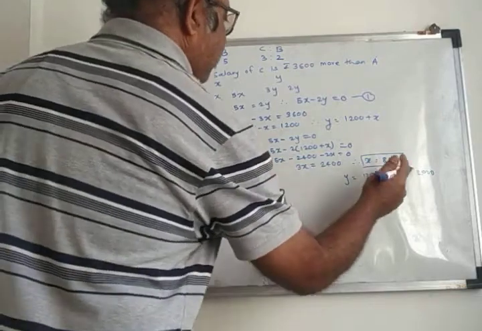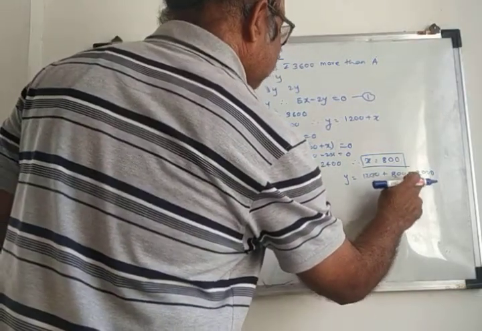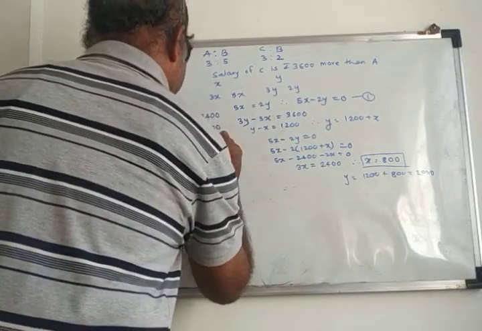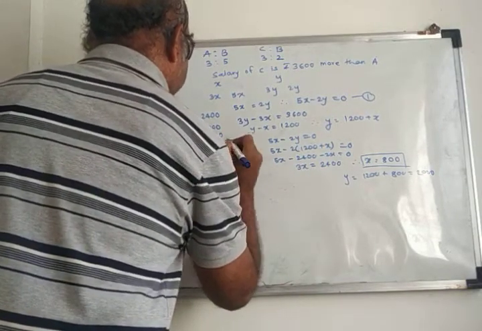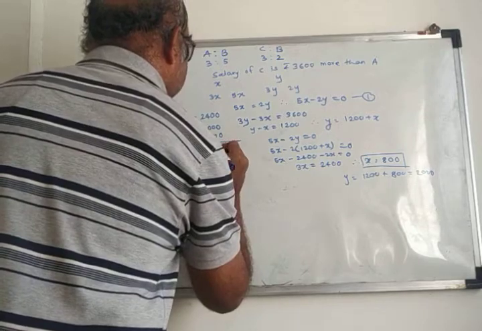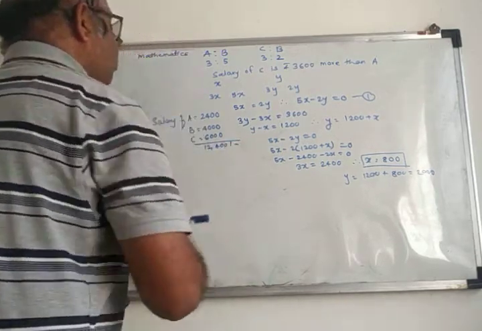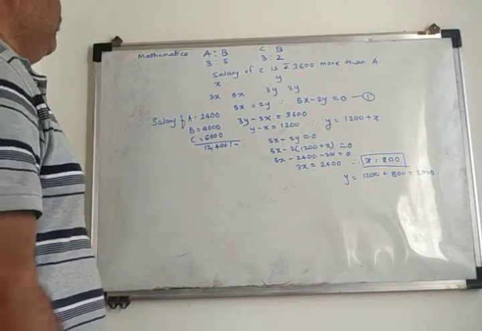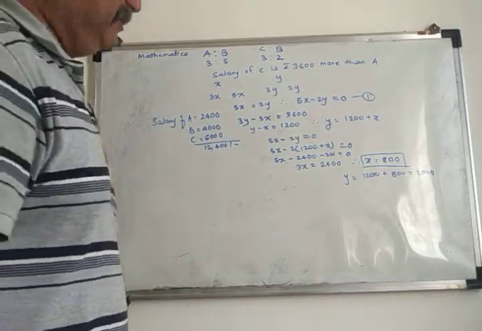Here again the salary of C is in the form of 3y. So 3 into y means 3 into 2,000, so it becomes 6,000. If you make it total, boys, then it is 12,400. It was, I think, the first option. So this we can solve in a very simple method.